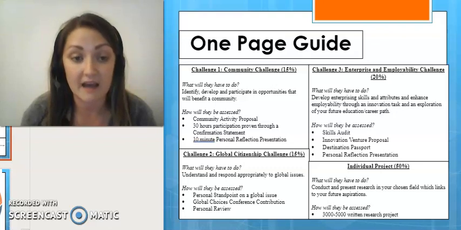Once they've done that, this challenge similarly ends in what we call a personal review, which is a written reflection on the challenge and themselves, analysing their own personal effectiveness.